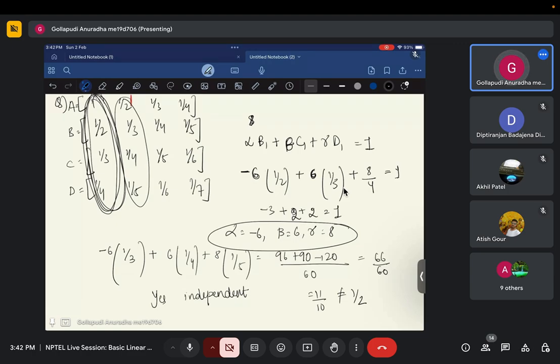So if you can express any one of the vectors in terms of the linear combinations of the others, then we can say it is linearly dependent. If we are not able to express in that way, then they are linearly independent.